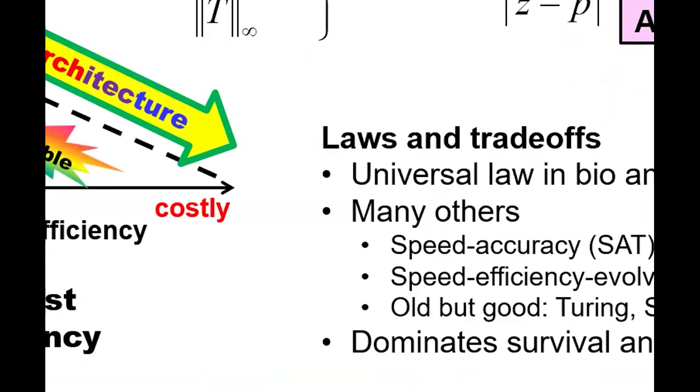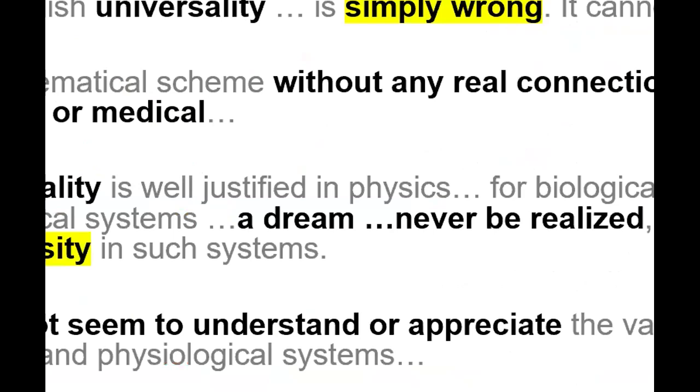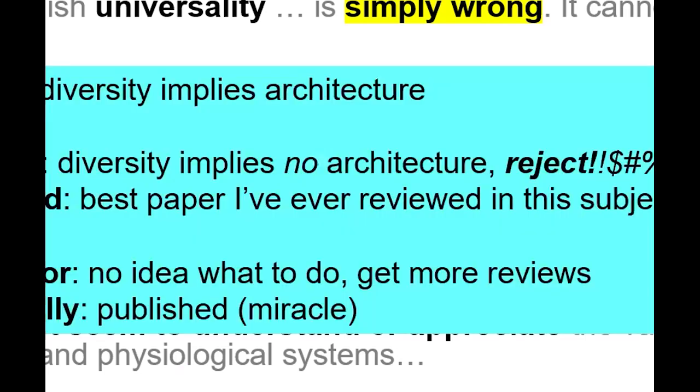So this is all over. And the point is, you have these laws, and you just say you can't break this, and this is one of those laws. This is what the reviewers said: simply wrong. They said there's too much diversity in such systems. I'm going, that's all I talk about is diversity. So we're saying diversity implies architecture, right? That was what I've been talking about all this time. This is diversity implies no architecture, so reject this crap.